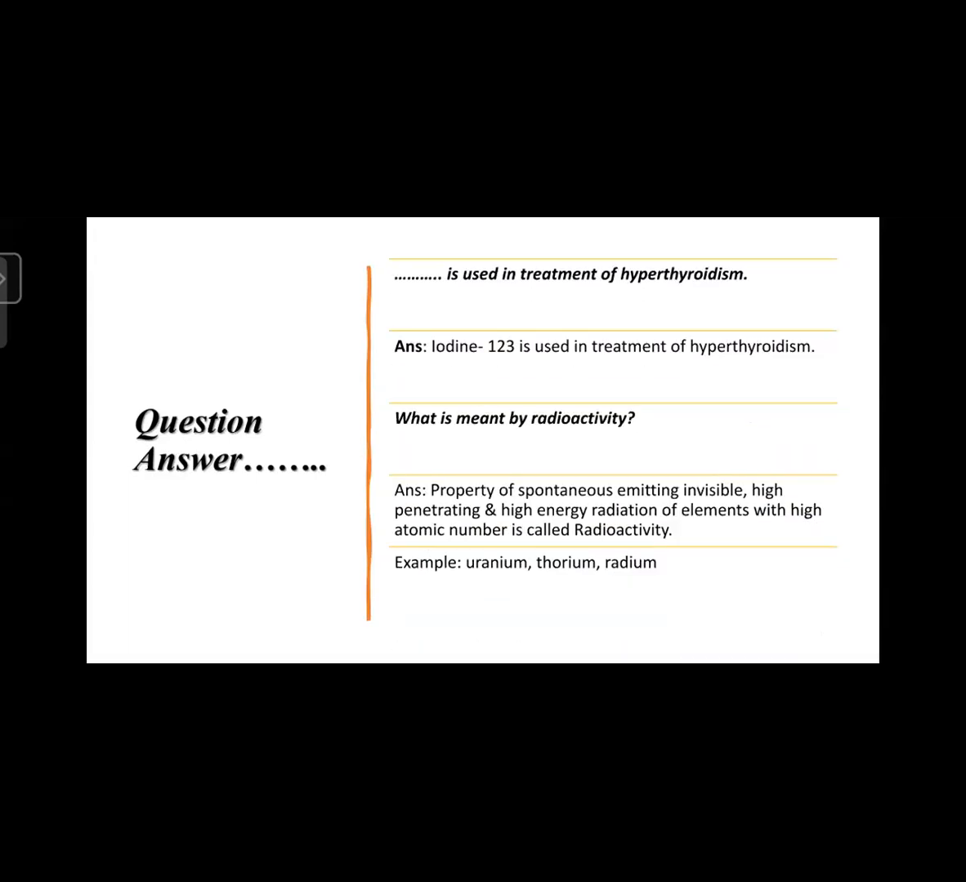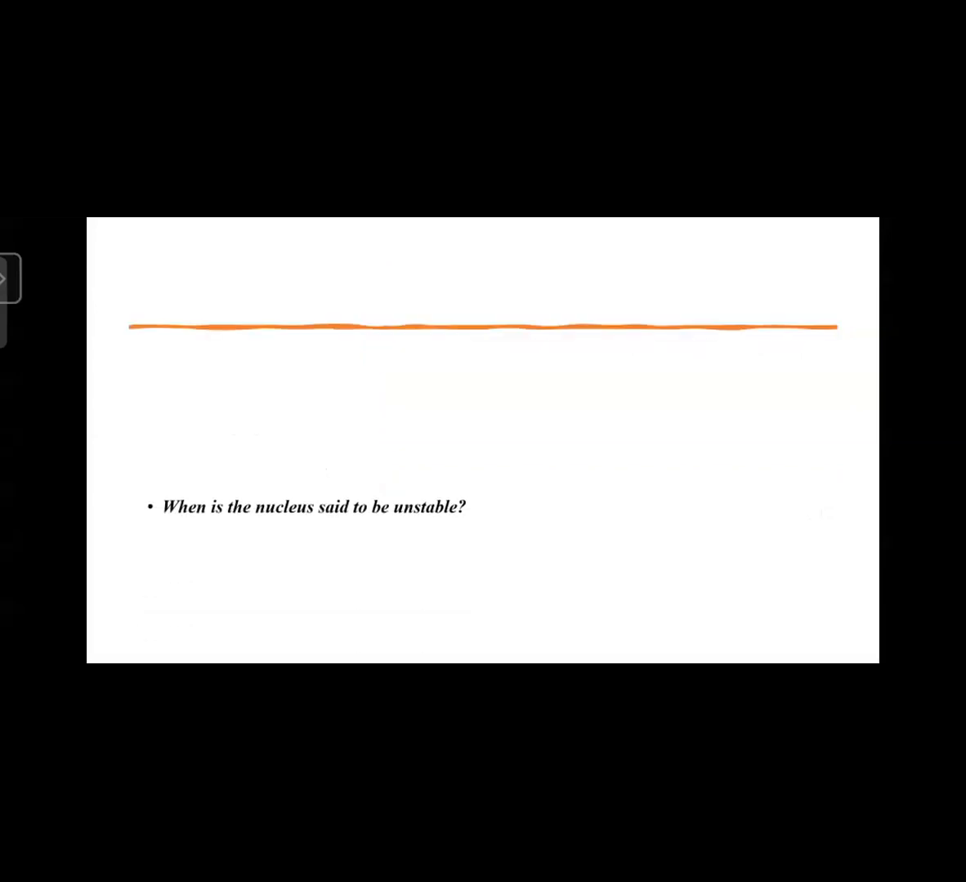Now, we will go through some question answers. First, dash is used in the treatment of hyperthyroidism. Answer, iodine 123 is used for the treatment of hyperthyroidism. What is meant by radioactivity? Answer, the property of spontaneous emitting invisible, highly penetrating and high energy radiation by elements with high atomic number is called radioactivity. Examples, uranium, thorium and radium. Next question.